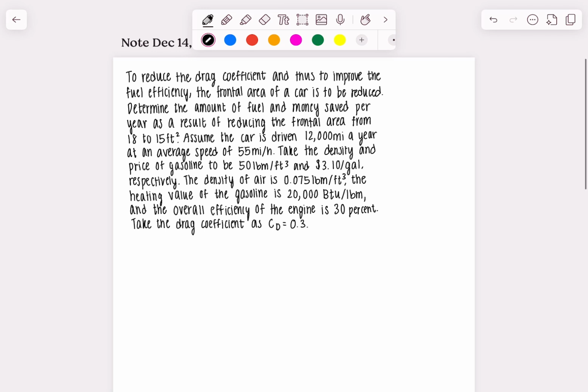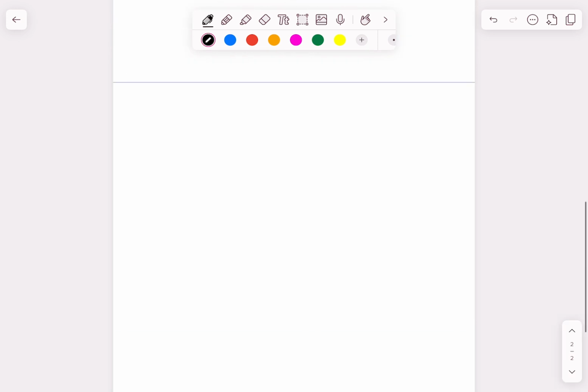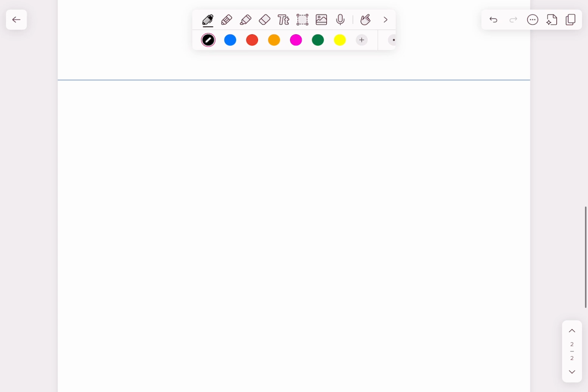Alright, so here we have a problem on drag force, but before I get into the problem, I'm going to go ahead and give a quick explanation of exactly what drag force is. So drag force is a force acting opposite to the motion of an object. Now it's important to realize that drag force is not the same as frictional force.